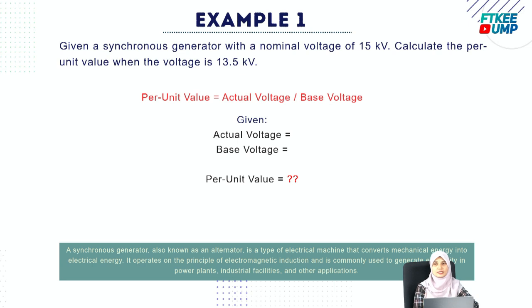Now let's try this example. Given a synchronous generator with a nominal voltage of 15 kV. Calculate the per unit value when the voltage is 13.5 kV. So you already know that per unit value is given by actual value over base value. So in this case, actual voltage over base voltage, right? And you are already given the actual voltage and also the base voltage. So can you calculate this one? Let's try this one first.